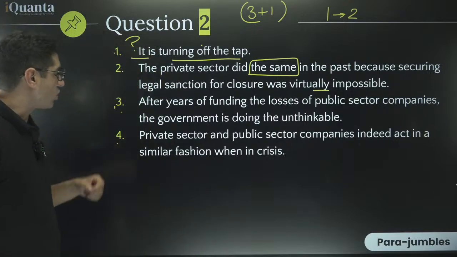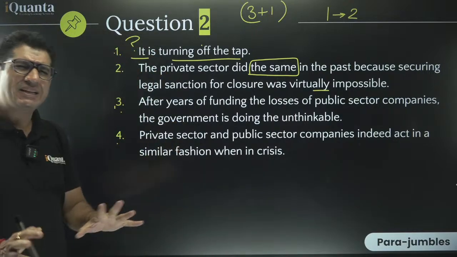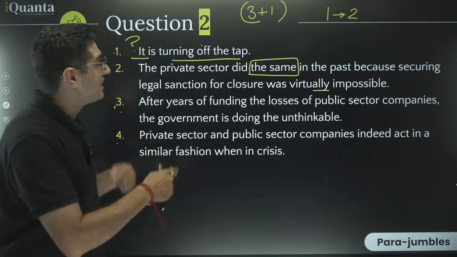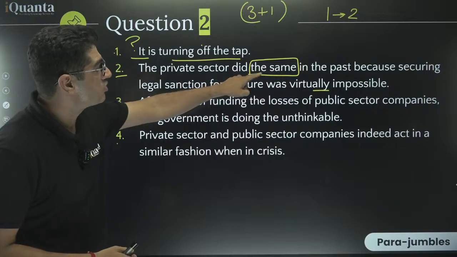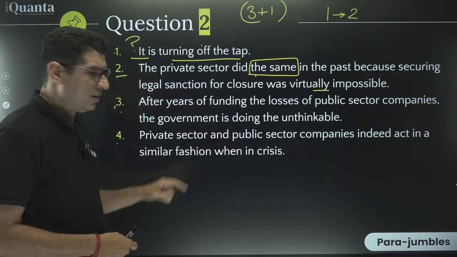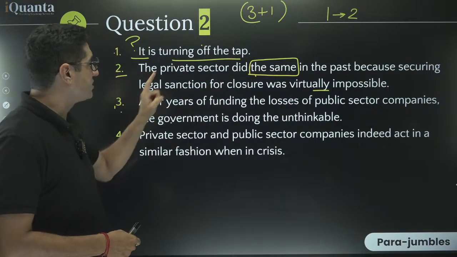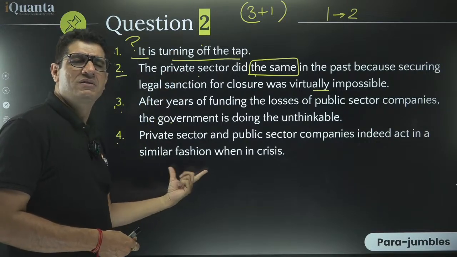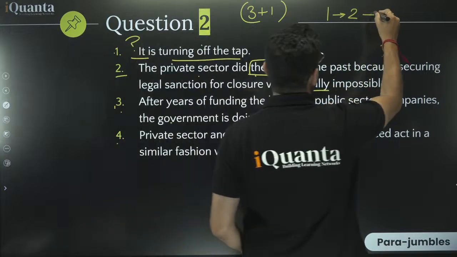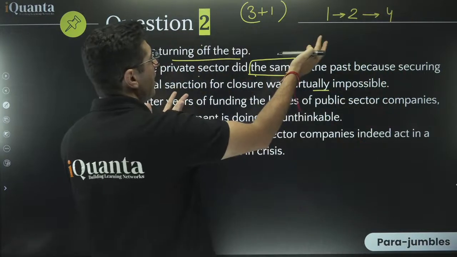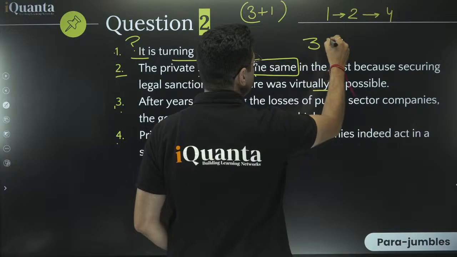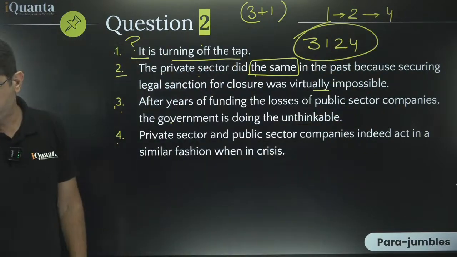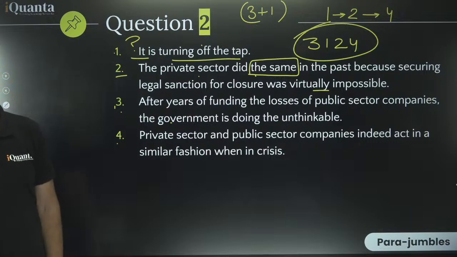And then when you talk about 4, it says private and public sector companies are alike when it comes to a crisis. So that similarity has to be established by writing 2. So public sector, government did something, private sector also did the same, both of them are similar. So you would have 4 coming afterwards. So I think this solves itself. 3, 1, 2 and 4. That's our answer for this particular parajumble.